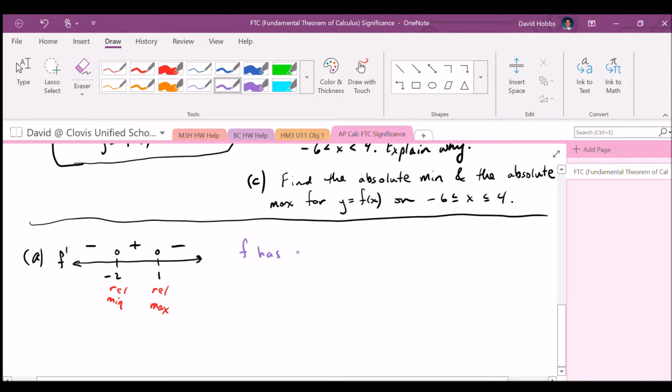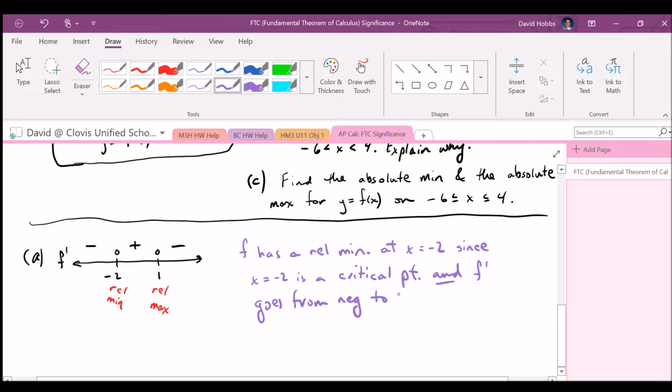F has a relative minimum at x equals -2 because, or since, x equals -2 is a critical point, and it's not enough to just be a critical point, and f prime goes from negative to positive on either side of x equals -2. Okay, so you need all of that.